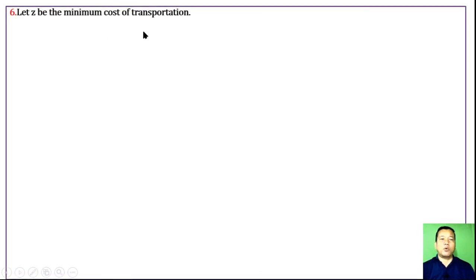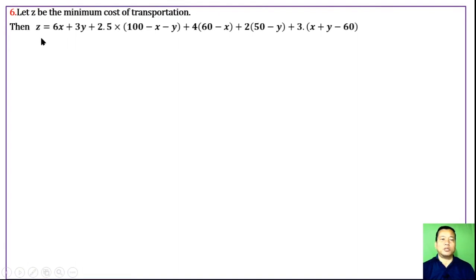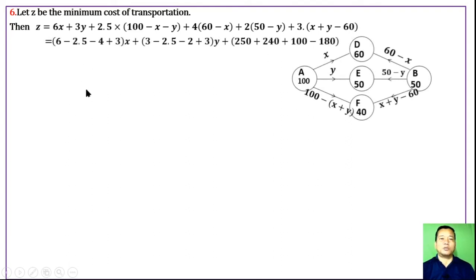Let Z be the minimum cost of transportation. Then Z is 6 into x plus 3 into y plus 2.5 into the quintals from A to F, and the cost of transportation per quintal from A to D, E, F is multiplied by the respective quintals and summed up. Similarly for godown B to D, E, F, the transportation costs are 4, 2, 3 times the respective quintals. Simplifying, we get this.